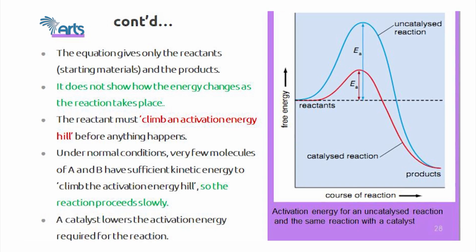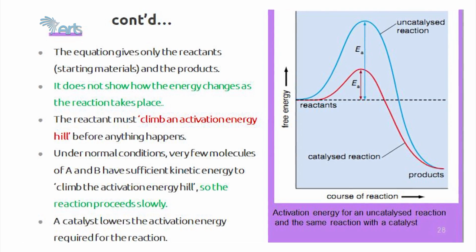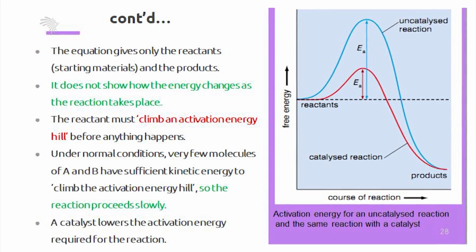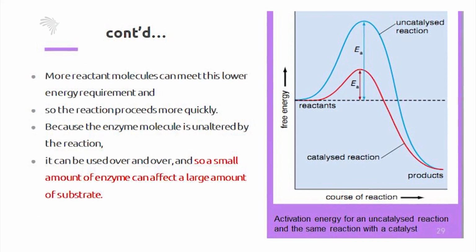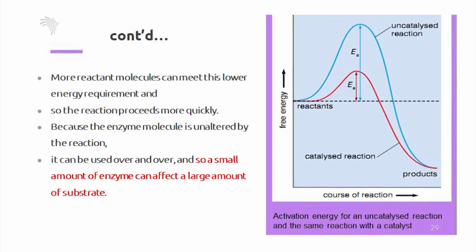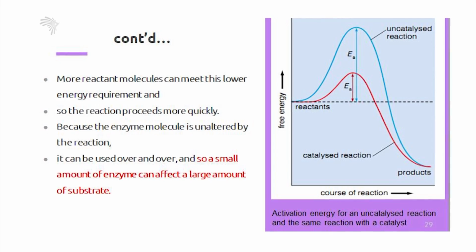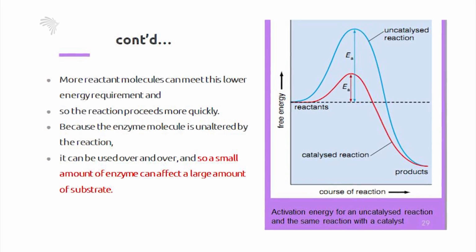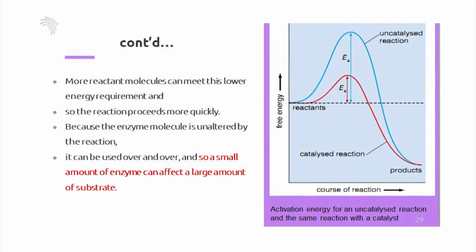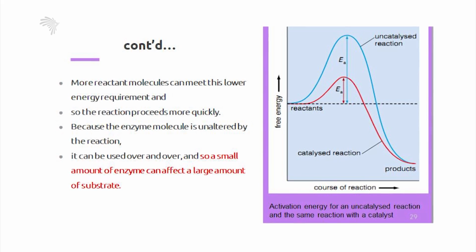A catalyst lowers the activation energy required for the reaction. As I mentioned earlier, the activation energy is very important for the enzyme to start off. So more reactant molecules can meet this lower energy requirement, and so the reaction proceeds more quickly with the inclusion of enzymes. Because the enzyme molecule is unaltered by the reaction, it can be used over and over, and so a small amount of enzyme can affect a large number of substrates. This way the enzymes are catalyzing a reaction.